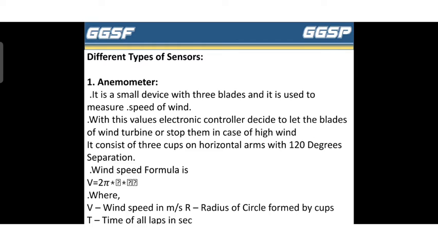It consists of three cups on horizontal arms with a 120-degree separation. Wind speed formula: V is equal to 2 pi R over T, where V is equal to wind speed in meters per second, R is equal to the radius of the circle formed by the cups, and T is equal to the time of all laps in seconds.